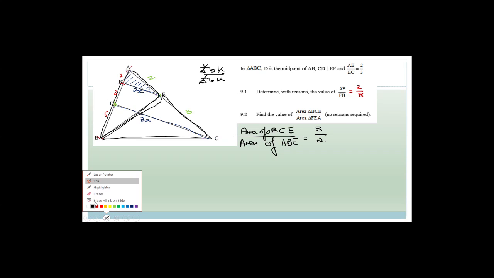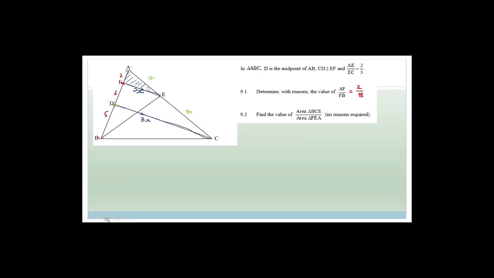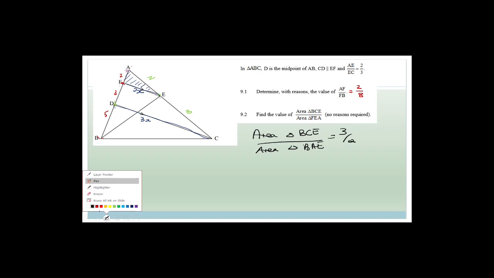Let's write that out again. Area of triangle BCE over the area of triangle BAE was 3/2.